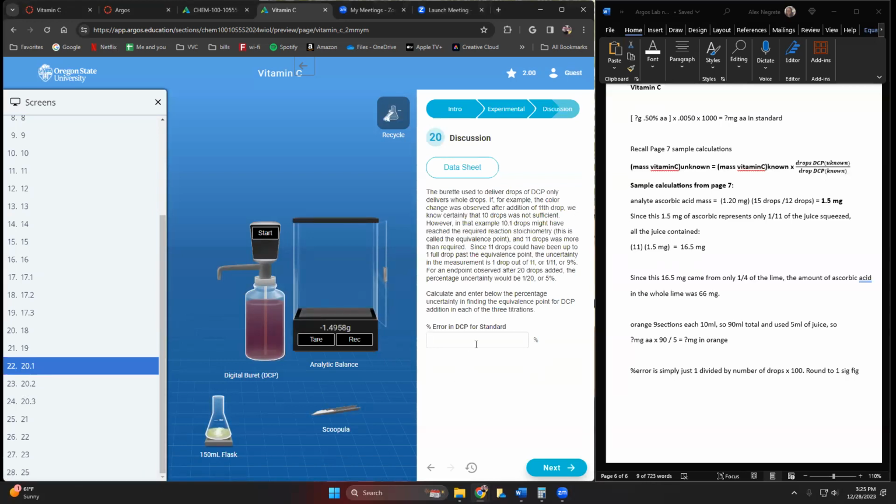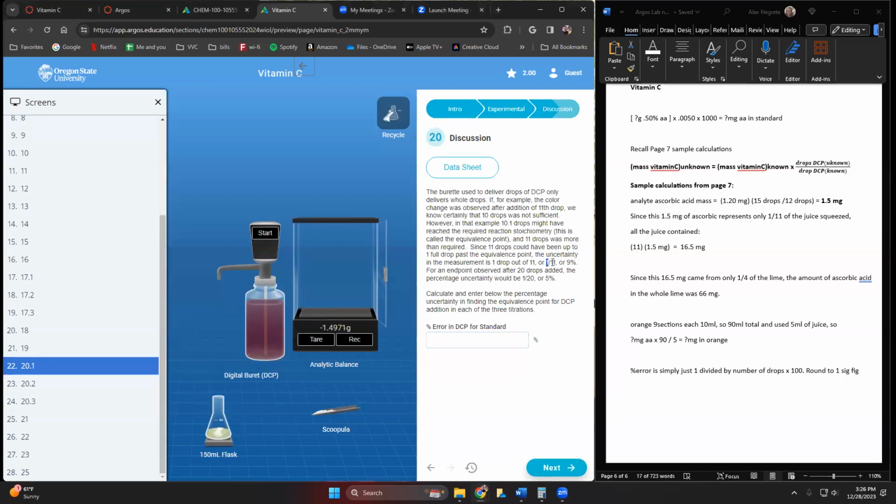And now we have to calculate some errors. So the error is simply calculated here. I'm going to highlight it for you, and this is how we need to calculate the error. And just round it to one significant figure. You're going to take the number 1, right? 1 divided by the number of drops, and then multiply by 100. That's how they calculate. See, we see that same calculation.